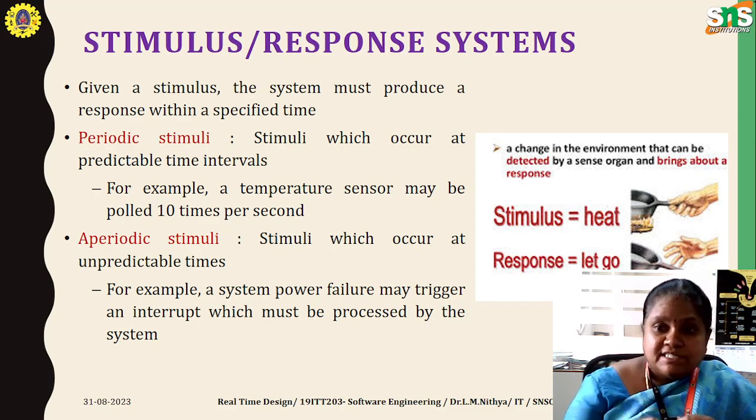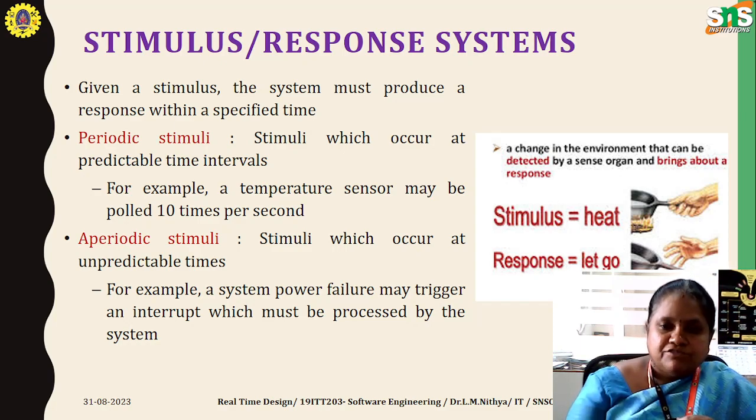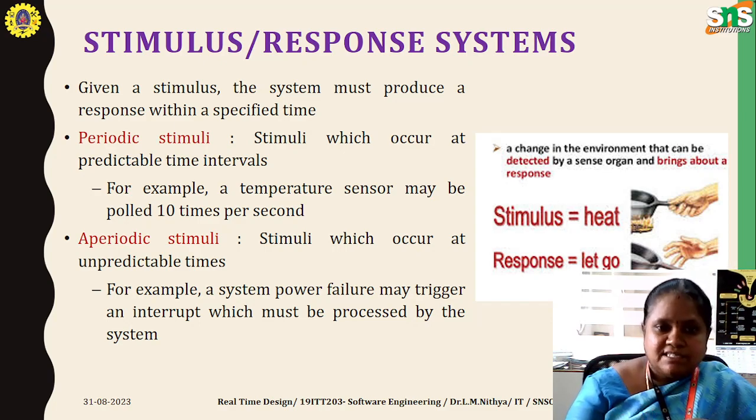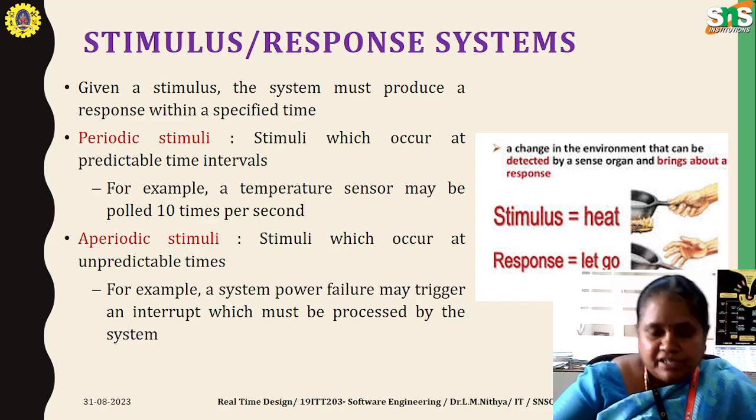This stimulus could be periodic or aperiodic. Periodic means the stimuli occur at periodic time intervals, that is, predictable. For example, a sensor gives input every 10 seconds, or it could be 10 times per second. So there is a time bound, and it is periodic. Each second it gives an input, or in a second it gives 3 inputs, 4 inputs, something like that. So you have a defined way of giving the stimuli.